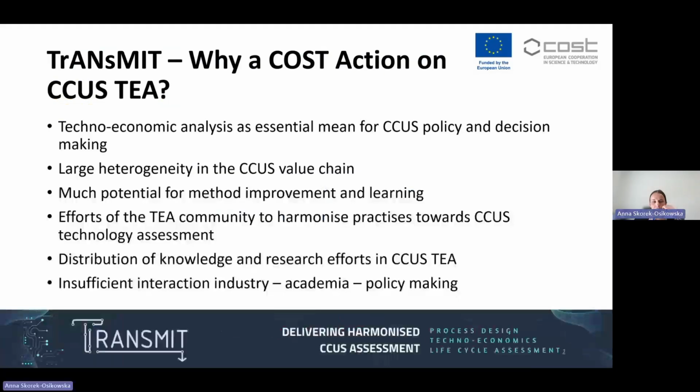Some years ago, a group of people were talking together, people dealing with CCUS broadly, mainly process modeling and techno-economic analysis.